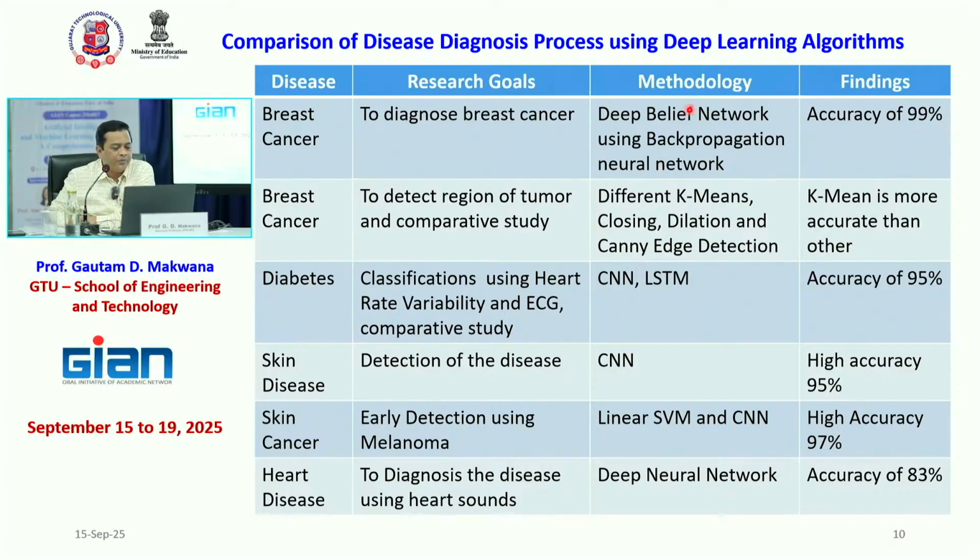Here, the methodology used in disease diagnosis for breast cancer: deep belief network using back propagation neural networks, different k-means closing direction, and k-means edge detection. K-means is more accurate than the others. CNN and LSTM give accuracy of the order of 95%. CNN gives 95% for skin disease, and for skin cancer, linear SVM and CNN give an accuracy of 97%. Heart disease accuracy with a deep neural network is 83%.